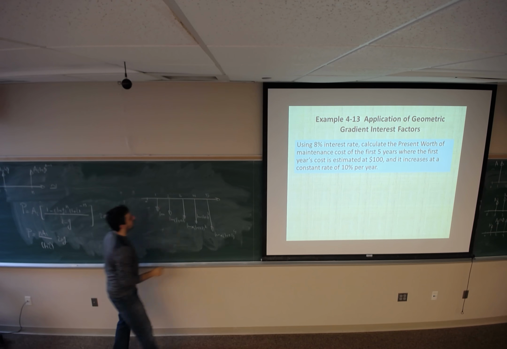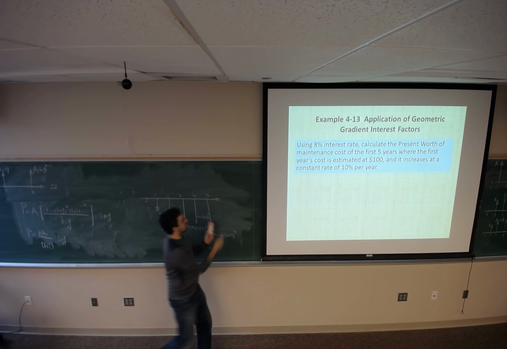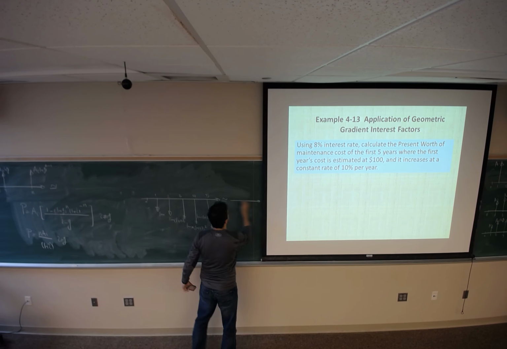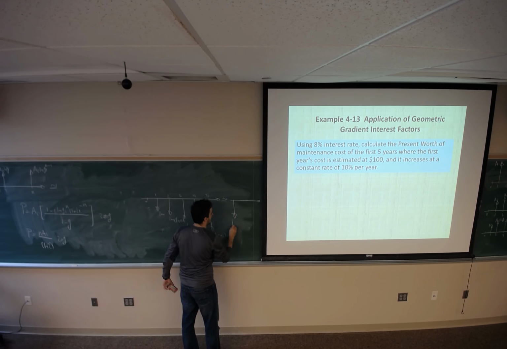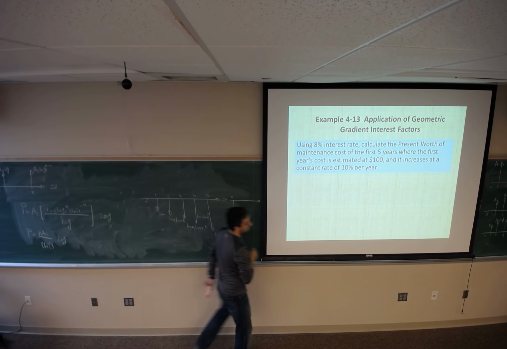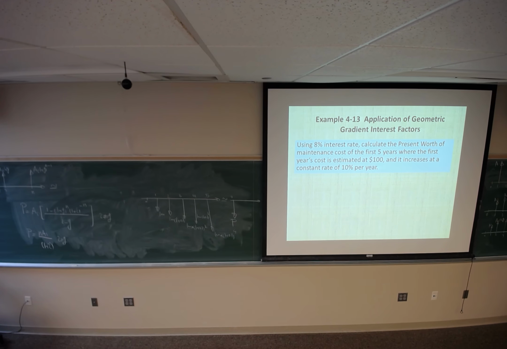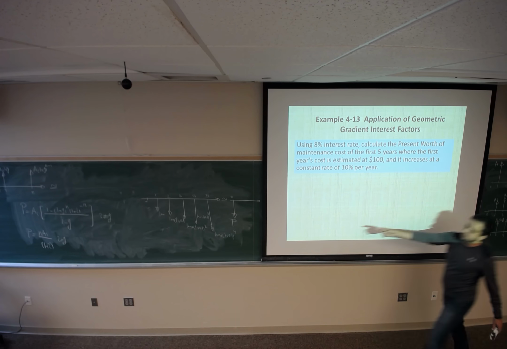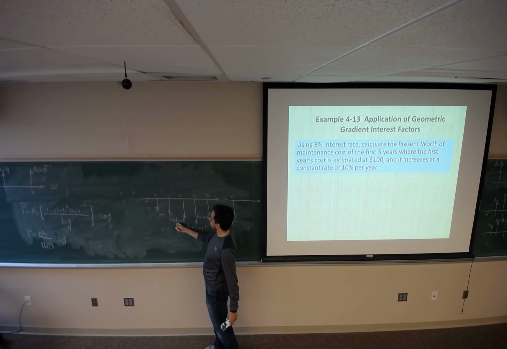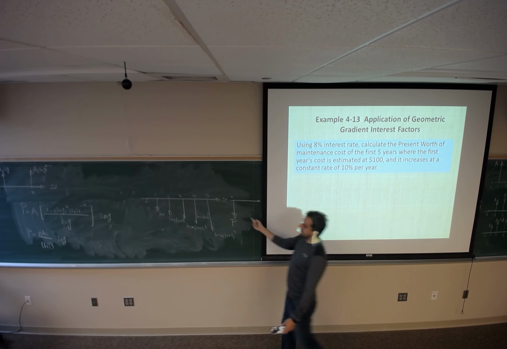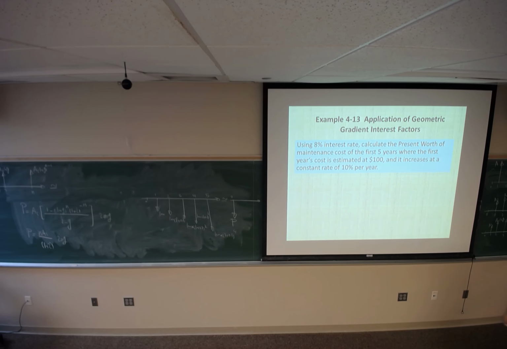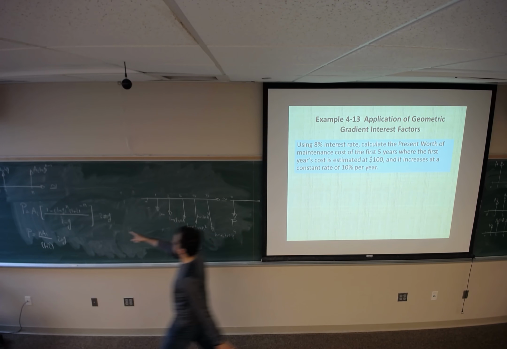So we would like to find the present worth of this maintenance cost over the next 5 years. Since it's increasing, I just added 0.1. If it was decreasing, we would subtract, 1 minus 0.1. It's not going to change the equation. Now we are going to use this one.